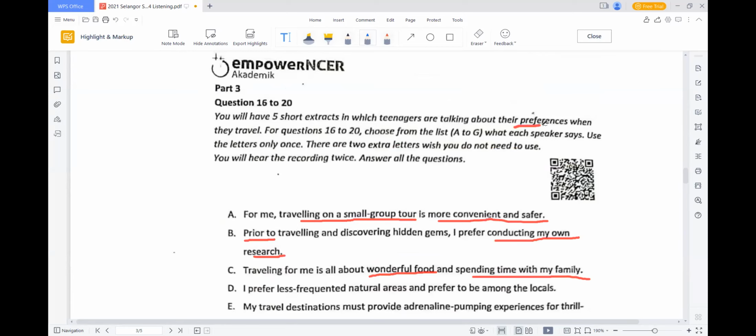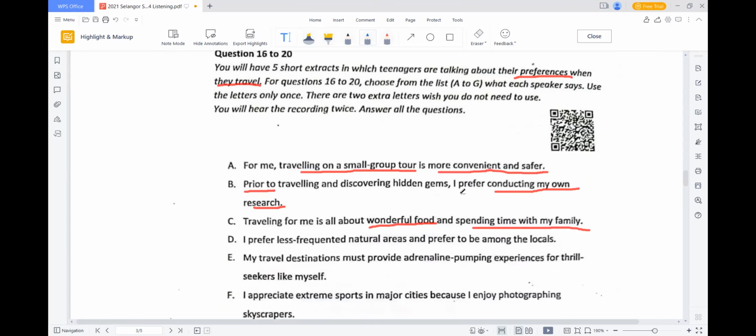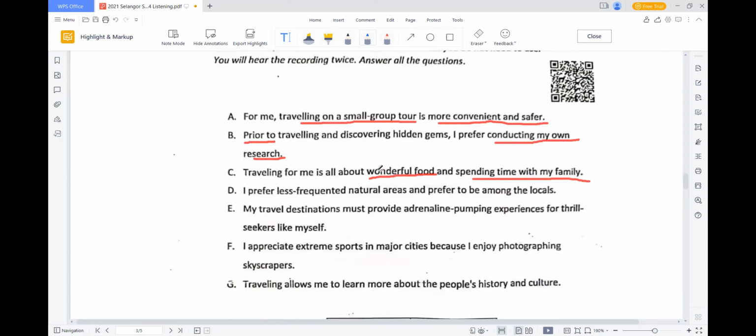Preferences 是他们喜欢，他们会 prefer 什么方法 prefer traveling 会做什么 so preferences when they travel 他们的 preference 是什么 what's their like, what's their dislike. Okay, 这边是 prefer. Okay, some prefer food, spending time with family, some prefer do their own research first, some prefer traveling on a small group tour. Okay, and D, E, okay Wei En, can you help me to read D and E?